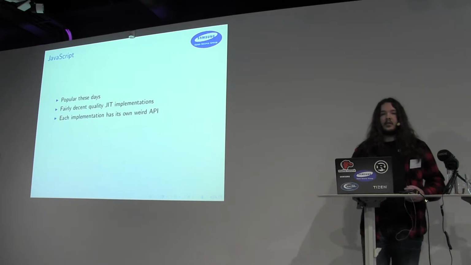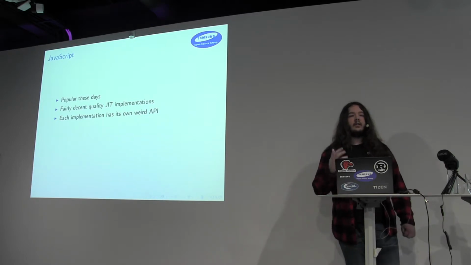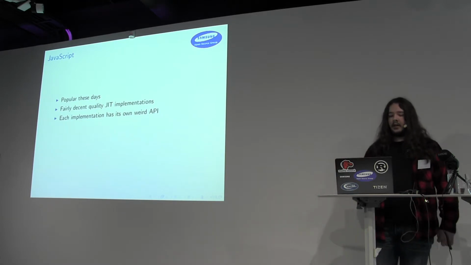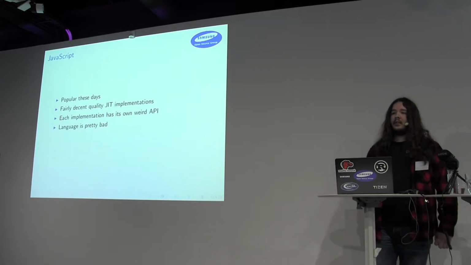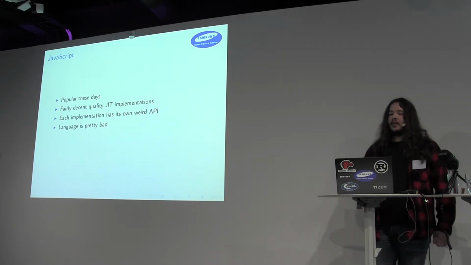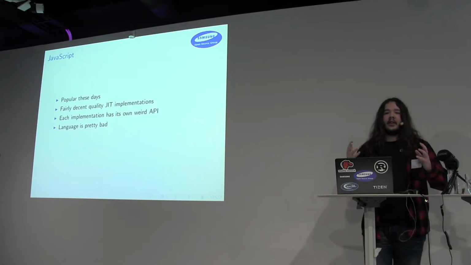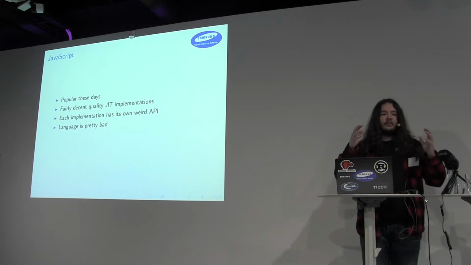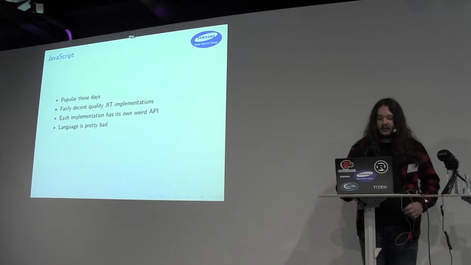As I said, each implementation has its own API, which is kind of inconvenient, because if we wanted to embed JavaScript, we would have to either target a single runtime, or write different modules for different JavaScript engines. And the language is pretty bad. For example, if you've seen the comparison table of the JavaScript equality operator, how different types of values compare and how they convert, it's a huge mess.